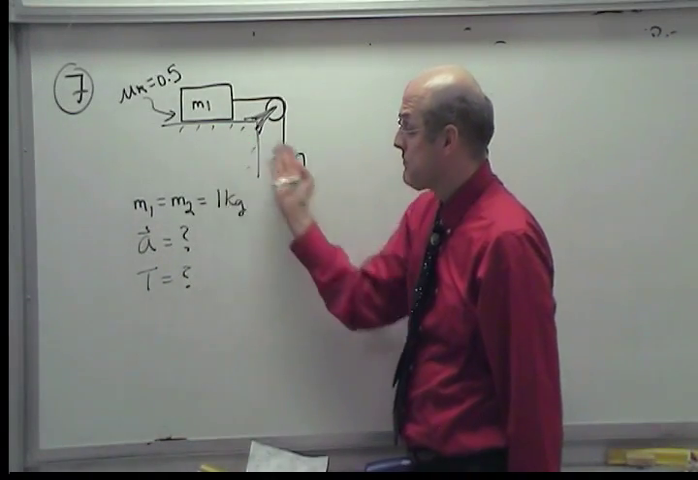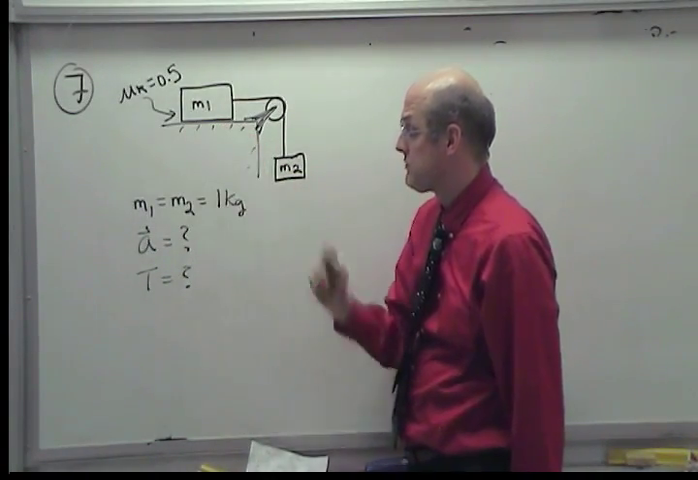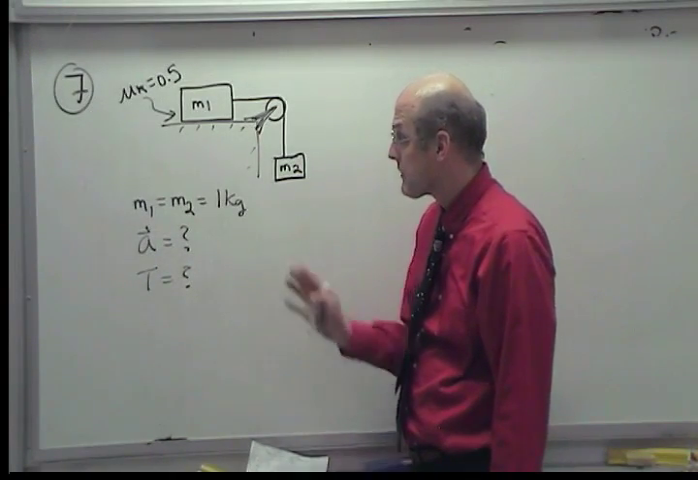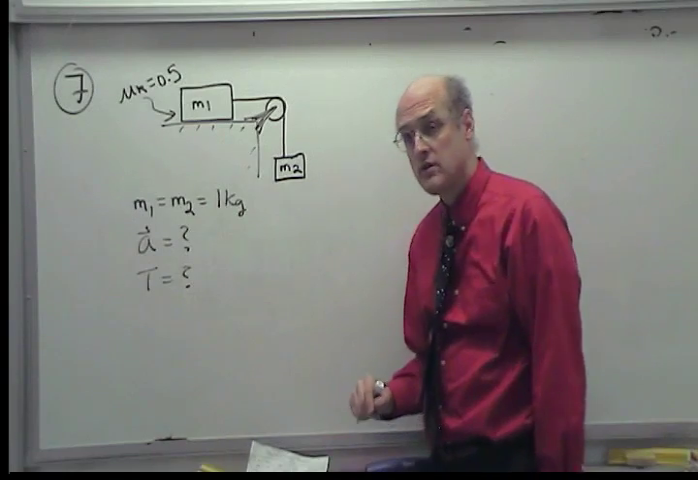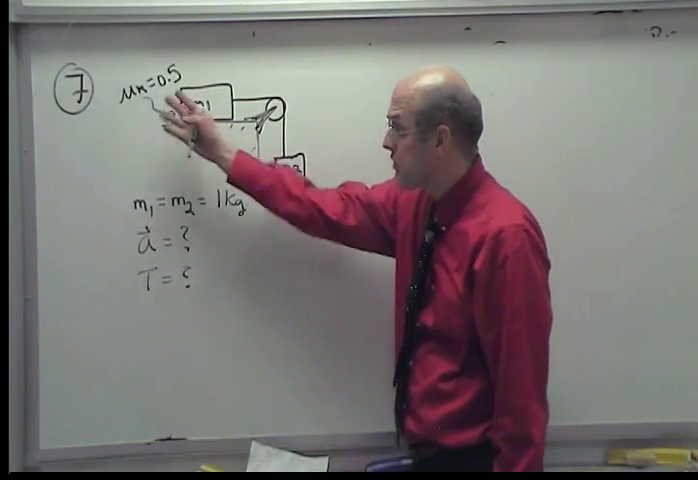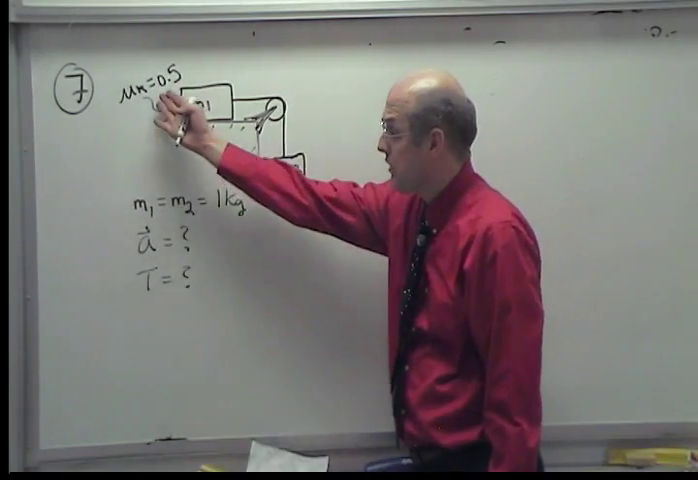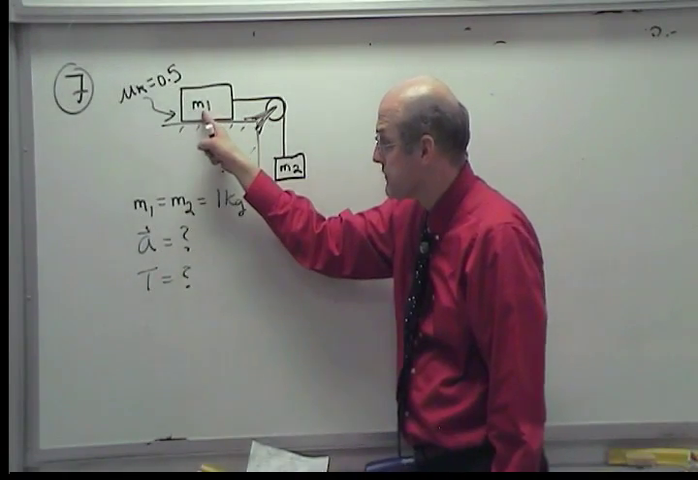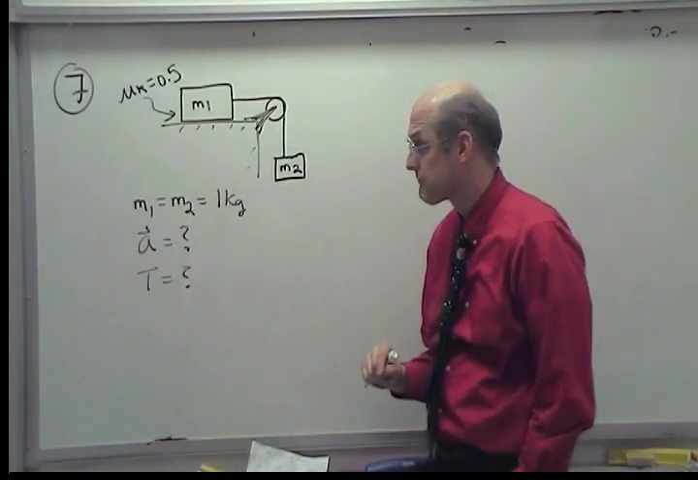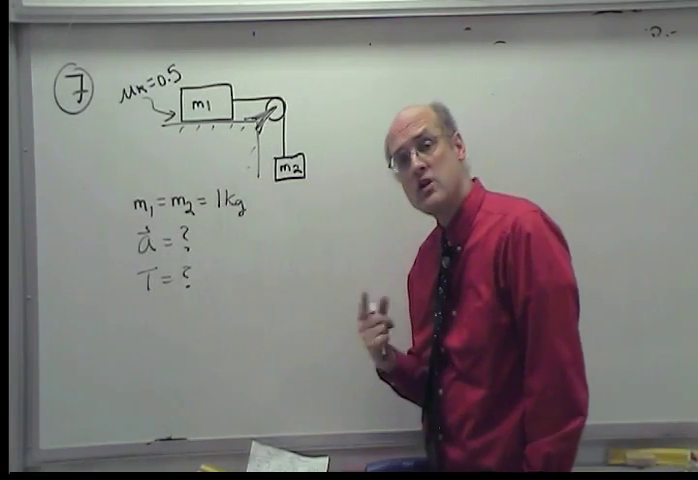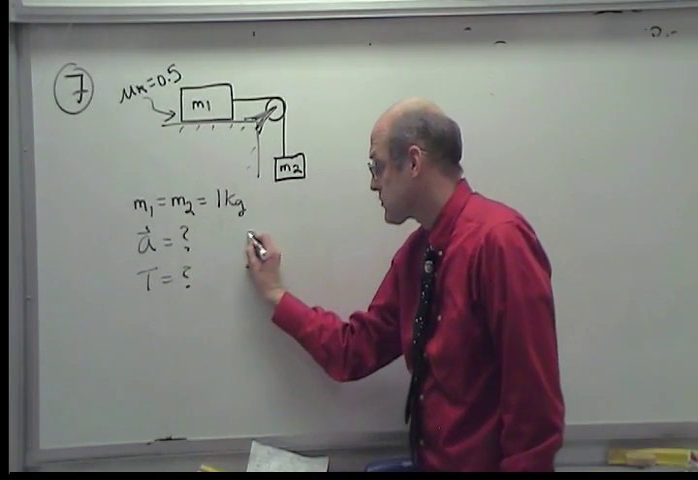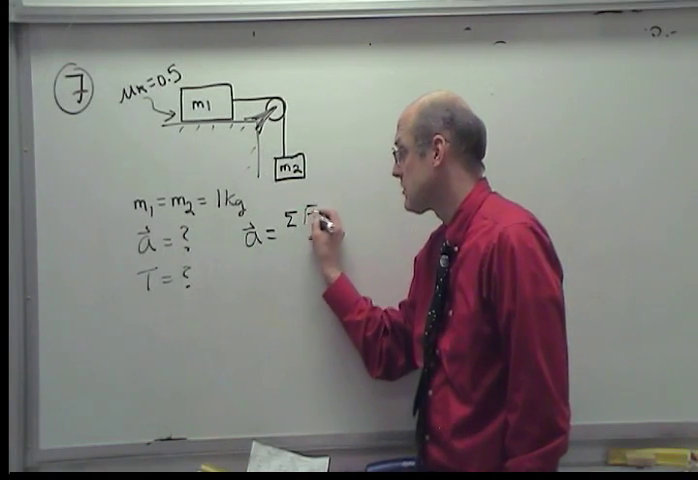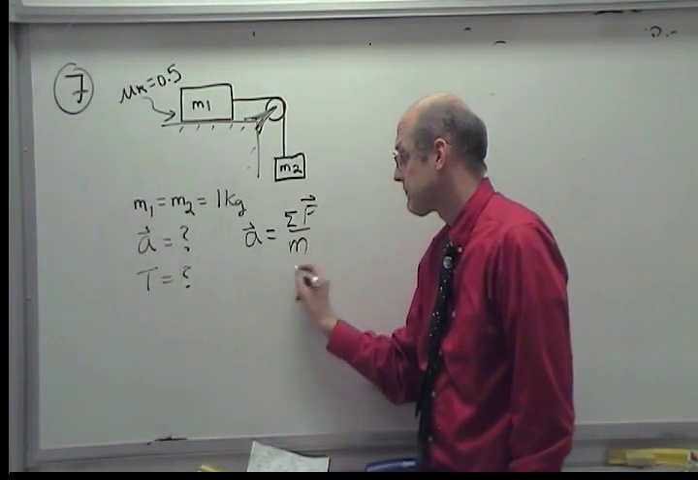We have 2 masses, M1 and M2, that have the same mass, 1 kilogram. And we're asked to figure out the acceleration of the system. Now, notice that there's friction here, where the coefficient of kinetic friction is 0.5 between the surface of M1 and the tabletop. To find the acceleration, we're going to use Newton's second law. So I'm going to write that the acceleration is equal to the net force over mass.